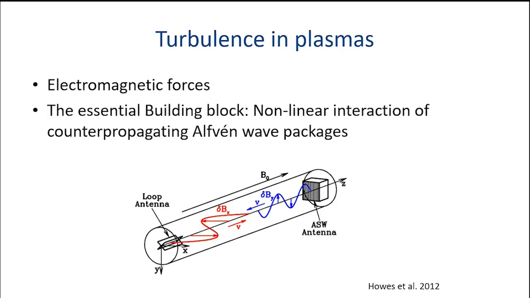Now I'd like to discuss primary differences between hydrodynamic turbulence and plasma turbulence. One of the biggest differences is that we have an additional force in plasma, the electromagnetic force. So even in incompressible plasmas, we still have two wave modes on the larger scale.